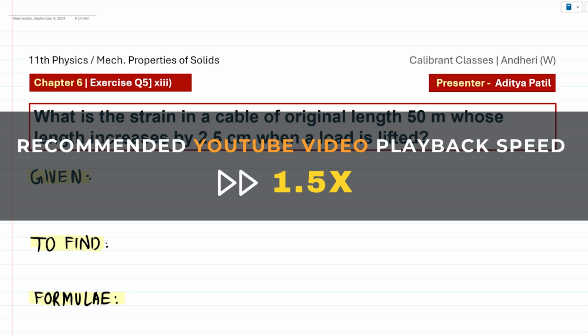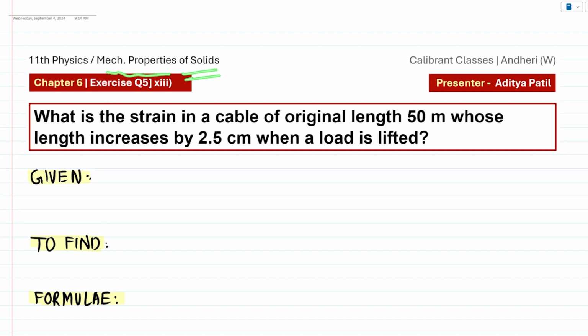Welcome students. हम डिस्कस कर रहे हैं the 13th numerical, which is also the last numerical for the exercise for the chapter mechanical properties of solids. And boy, is this the smallest numerical that you have ever seen. Let's find out why. Well, the question states, what is the strain in a cable of original length 50 meters whose length increases by a factor of 2.5 centimeters when we use this cable to lift a load?